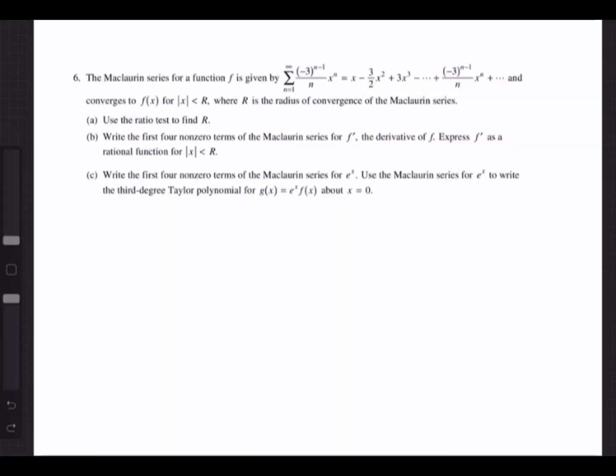Write the first four non-zero terms of the Maclaurin series for e to the x. Use the Maclaurin series for e to the x to write the third-degree Taylor polynomial for g of x equals e to the x f of x about x equals 0. This riddle is another two-parter.